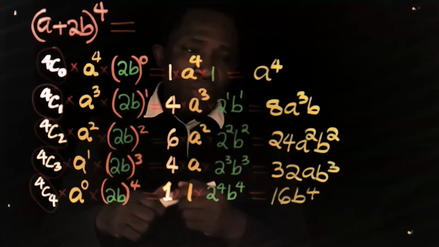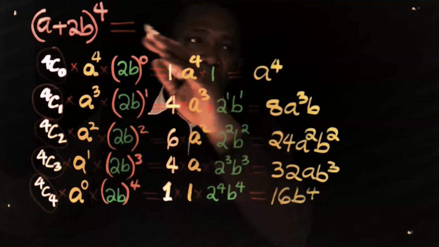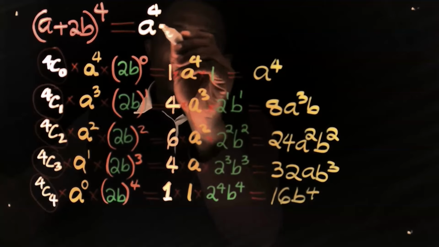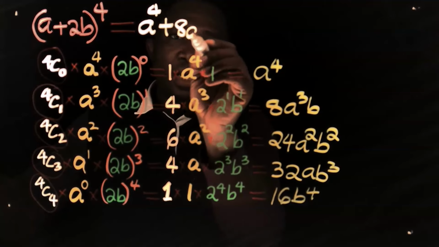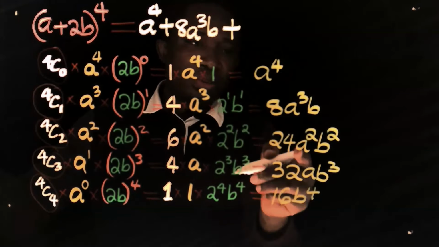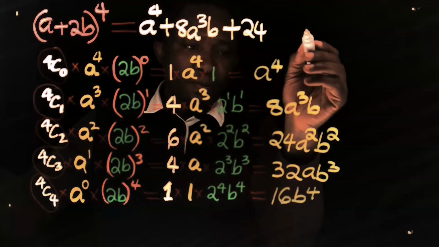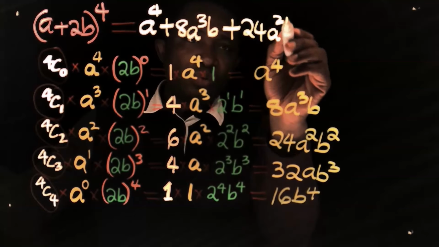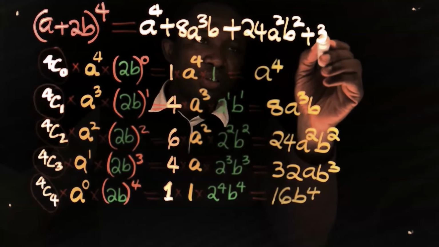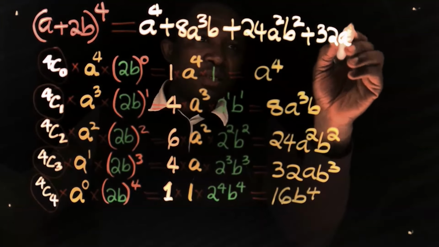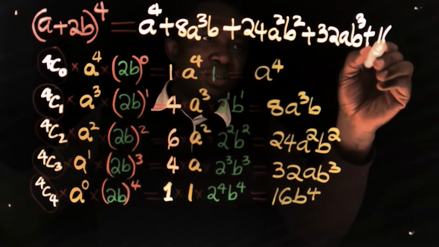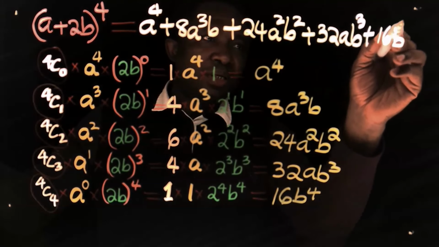Next, we are going to put all this together in one line, and we're going to have a to the power of 4 plus 8a to the power of 3 b plus 24 a to the power of 2, b to the power of 2, and we're going to have plus 32a, b to the power of 3, plus 16b to the power of 4.